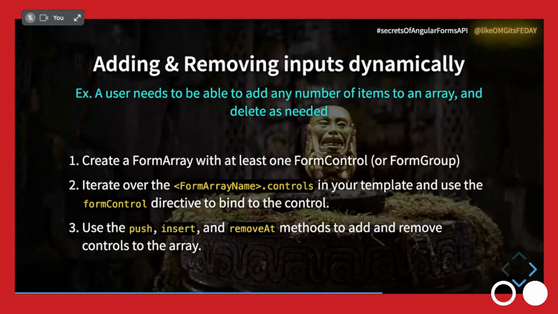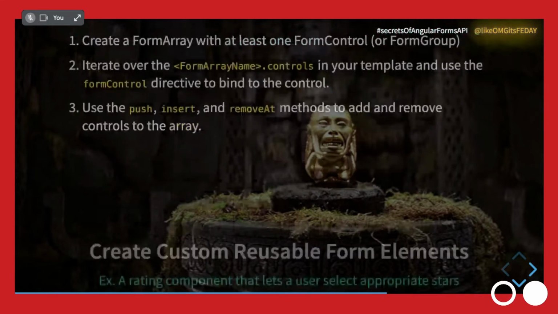If we want to add something new, or if we want to remove something, we have three different methods at our disposal. We can use push, which is going to insert a new form control or whatever at the end of the form array. We can use insert, which will take an index and insert it at a certain point, or we can use remove at, which will take an index and remove whatever control is at the index that you pass it. Again, all available through abstract control, or excuse me, through the form array class.